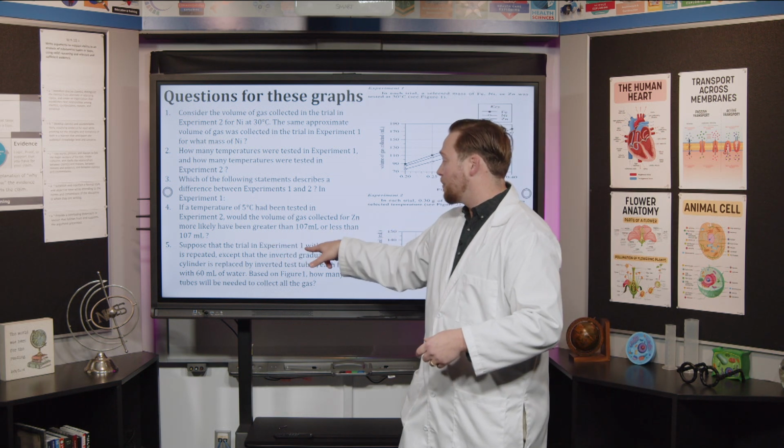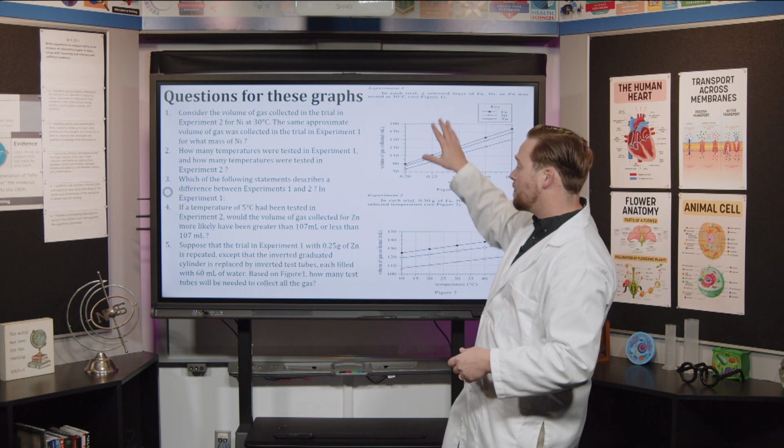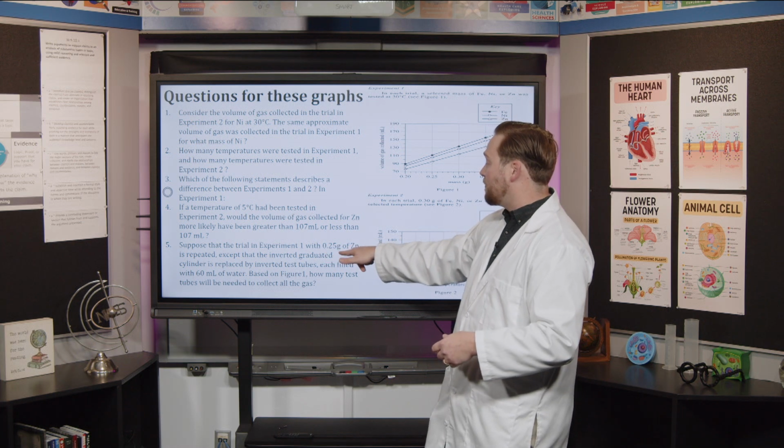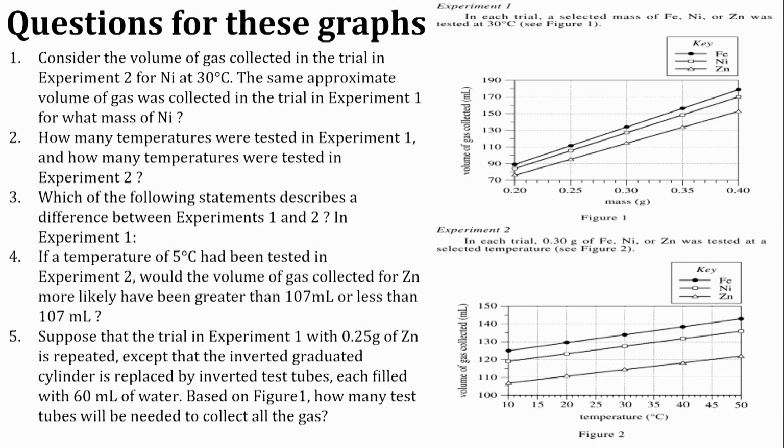It says experiment 1, so we know we're looking up here, and it's saying 0.25 grams of zinc. So let's see if we can find that value. I'm looking in figure 1, I'm looking for zinc, that's the triangles, and one of the values on the x-axis is 0.25 grams. So I can see at 0.25 grams of zinc, right over 90, maybe 95 milliliters of gas were created. So how many test tubes am I going to need?